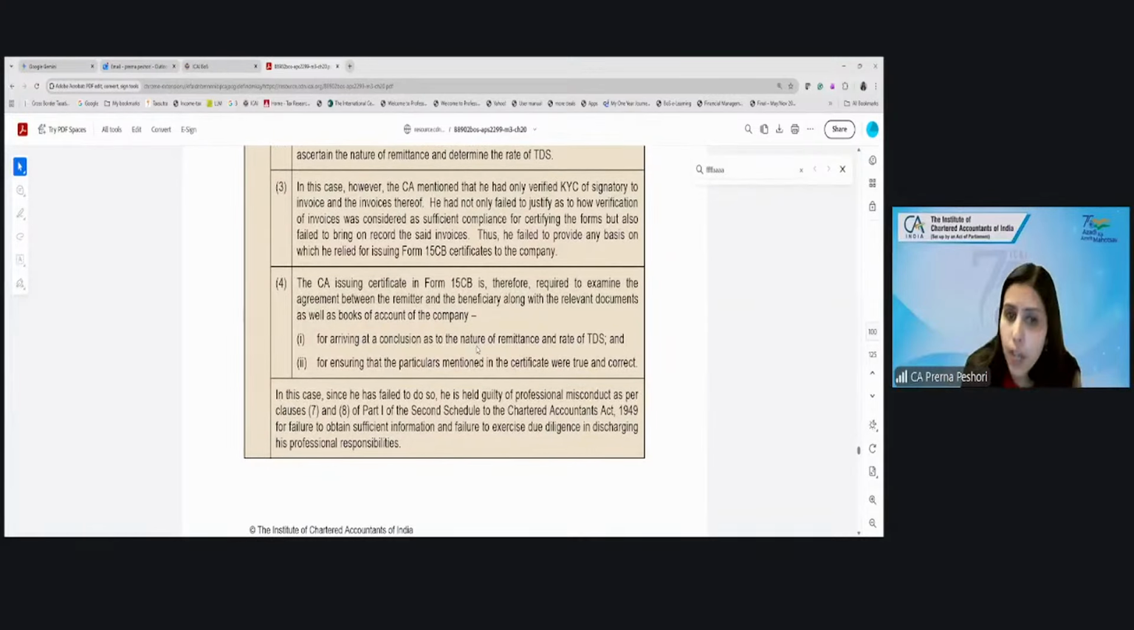Since in this case he has failed to do so, he is guilty of professional misconduct as per clause 7 and clause 8 of Part 1 of the Second Schedule, because he has failed to obtain sufficient information and failed to exercise due diligence in discharging his professional responsibility. Are we clear?